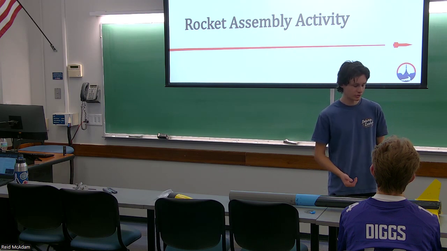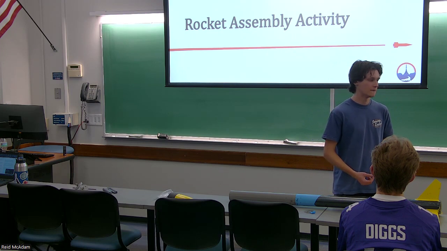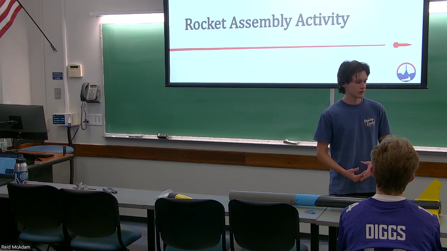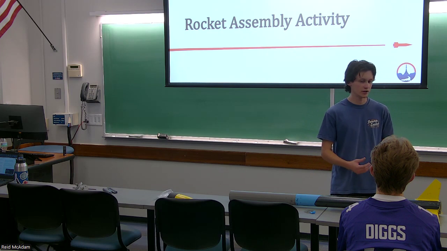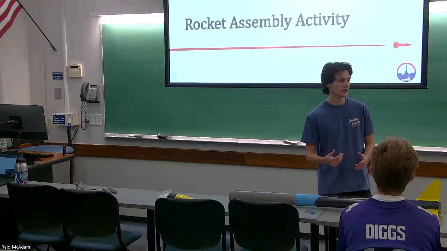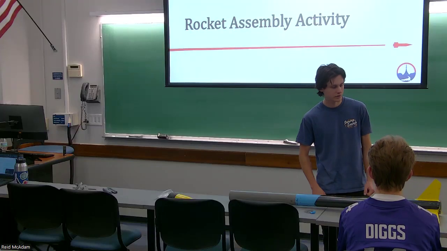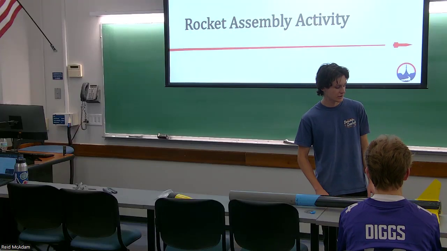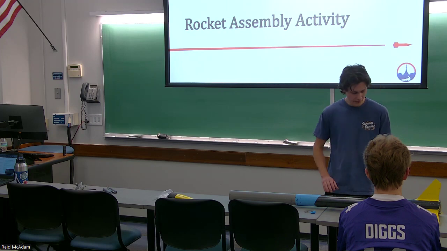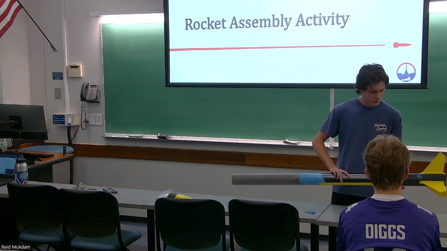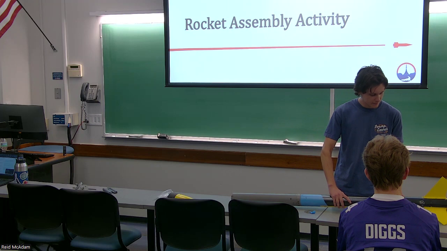So what you usually do is you put it on a rail, and when your motor first starts firing, the rail stabilizes the rocket until it's going fast enough that its own aerodynamic forces can keep it stable. And then lastly, you can see these little marks that I made.